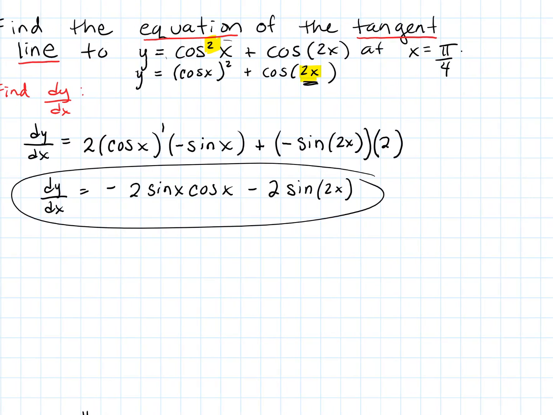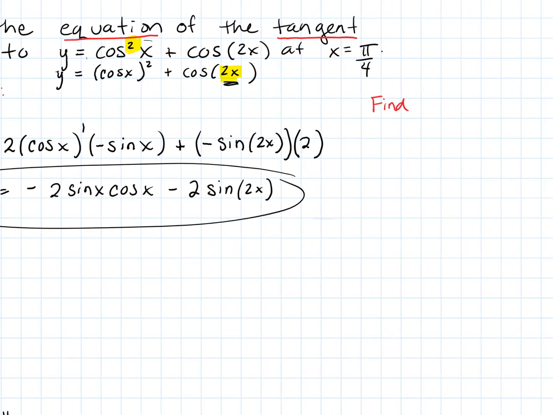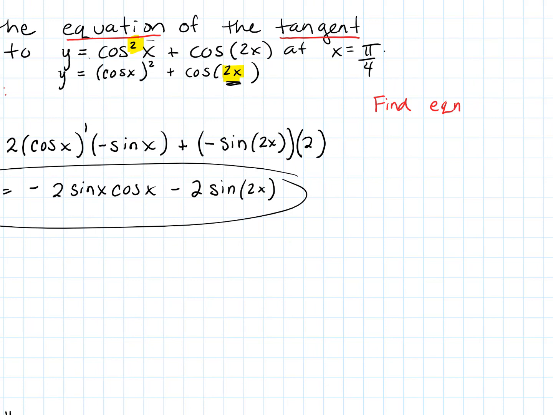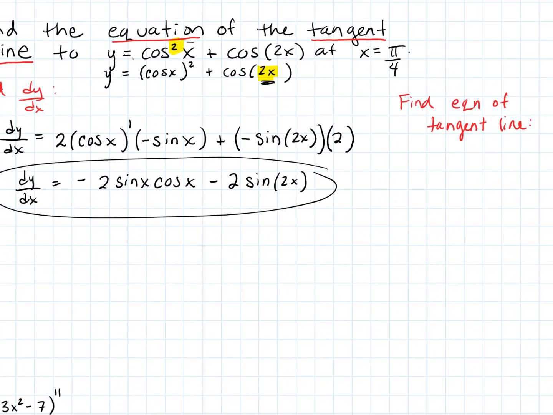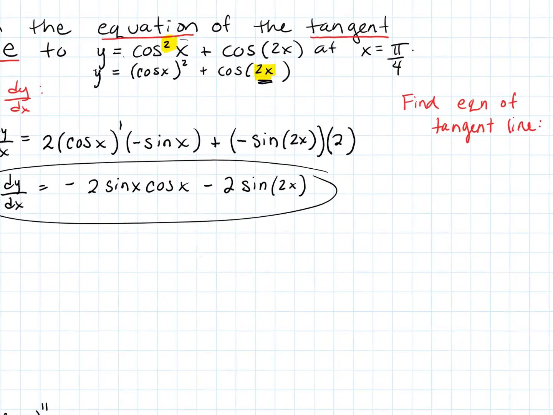Now we need to actually find the equation of the tangent line. To find the equation of the tangent line, we need a point. So let's find the equation of the tangent line now. We know that x equals pi over 4. We've got the derivative, we'll find the slope second. Let's find the ordered pair first.